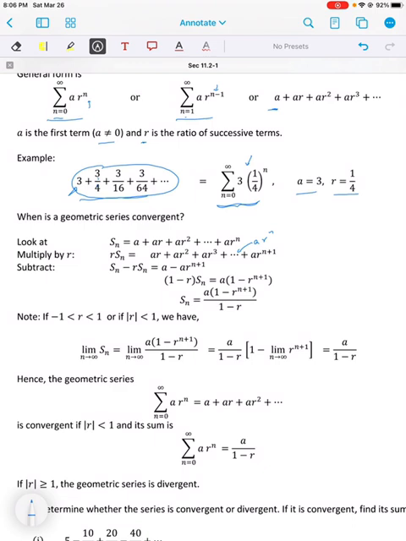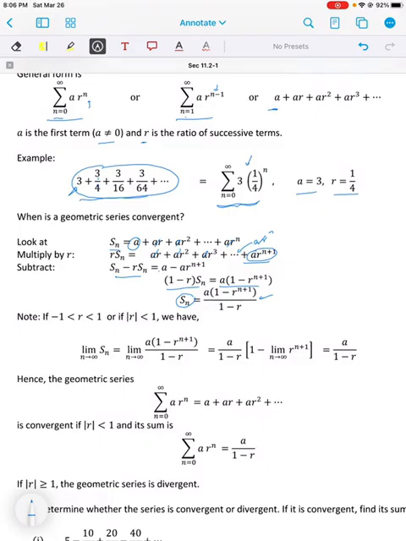Now we subtract the two lines. We subtract the second line from the first line. On the left side we have S sub n minus r times S sub n equals. Now notice when we subtract, these terms will cancel out. The only terms left will be the first from the first line and the last from the second line. So a minus a r to the n plus 1. Factor out S sub n on the left, factor out a on the right and divide, and we get S sub n equals this quantity.